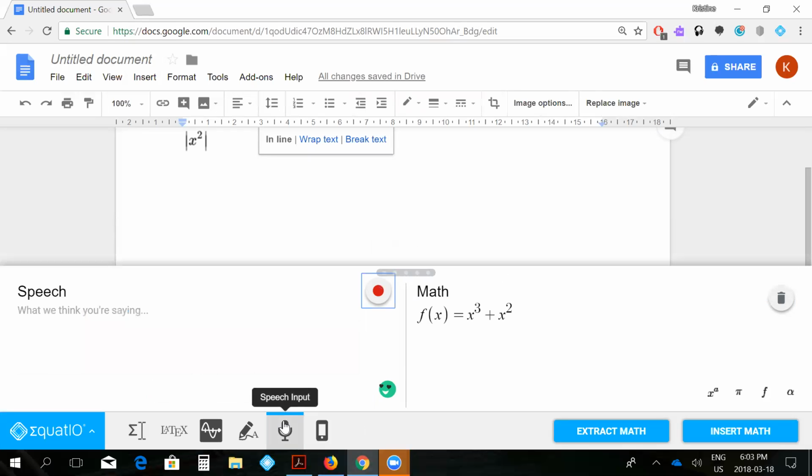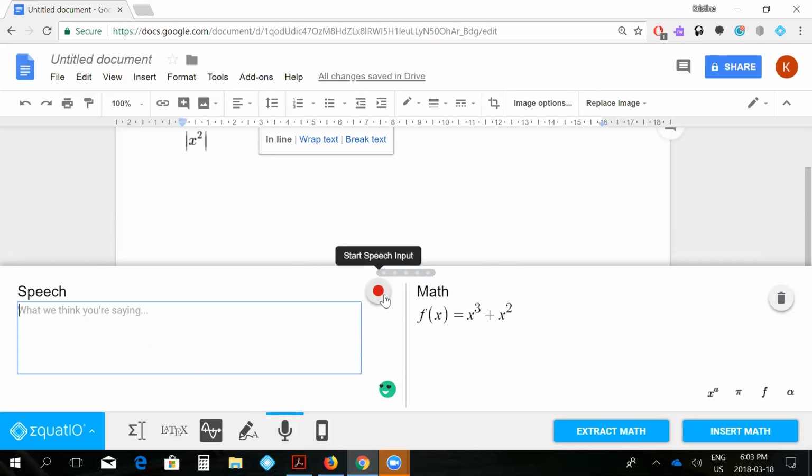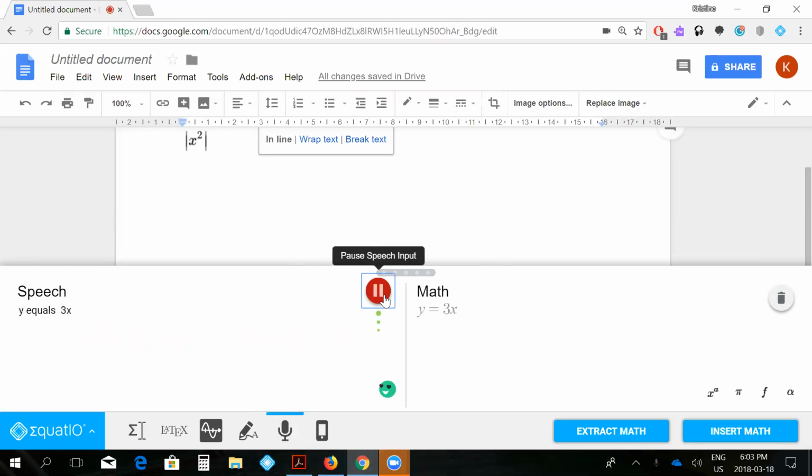Okay, so speech input, you can say what you want to type in. So I'm going to say y equals 3x plus 2. And so there's my equation, y equals 3x plus 2.